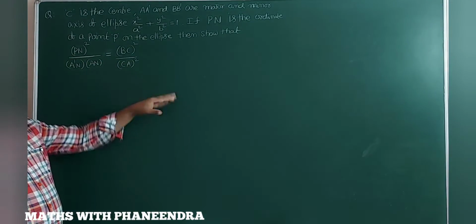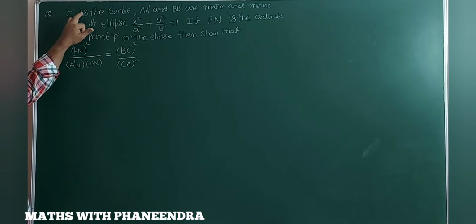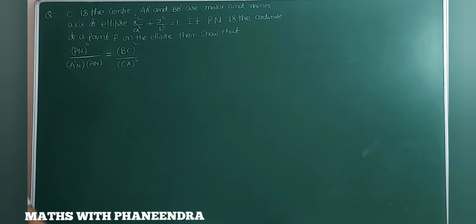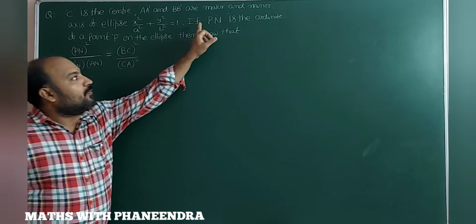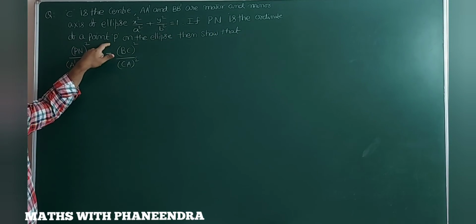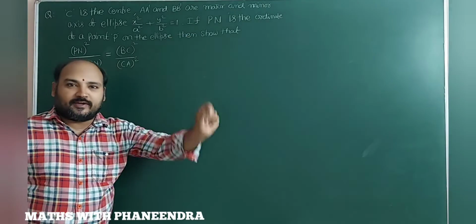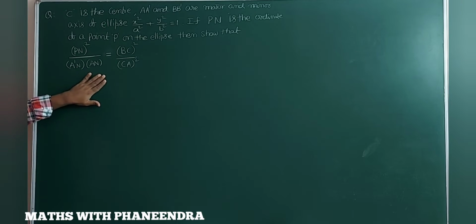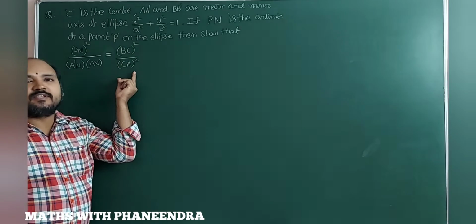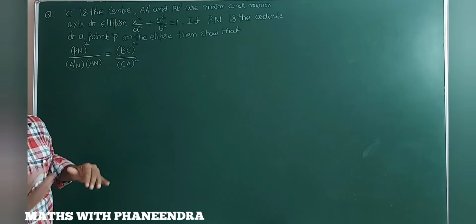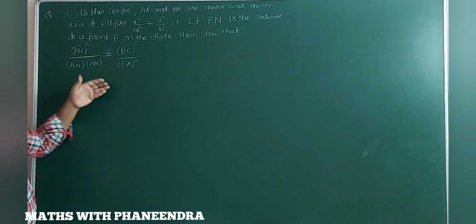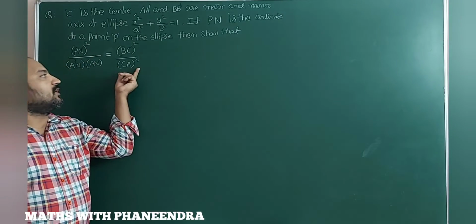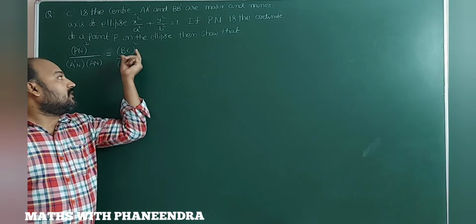So the first question in this session: C is the center, A dash A and B dash B are the major and minor axes of the ellipse. If PN is the ordinate of a point P on the ellipse, then show that PN square by A dash N into AN is equal to BC square by CA square. This question may help in MSET or JEE also. Like this LHS, they will ask in MCQs, the objective type. We may get this type of results.